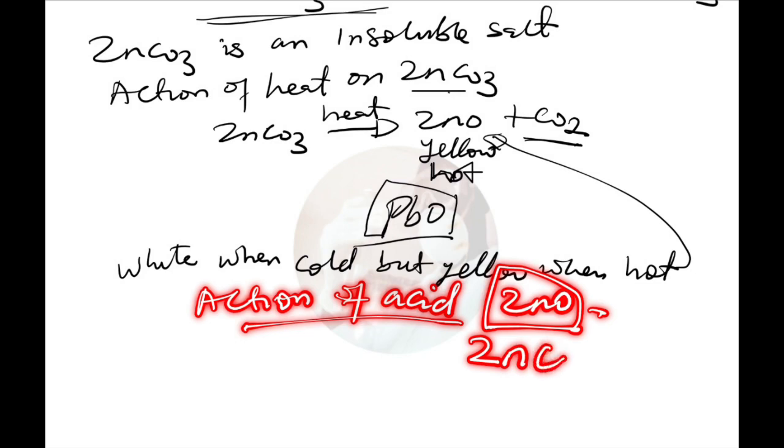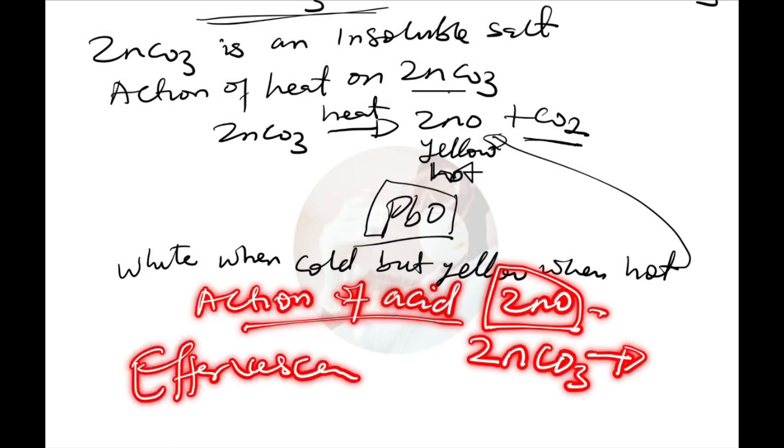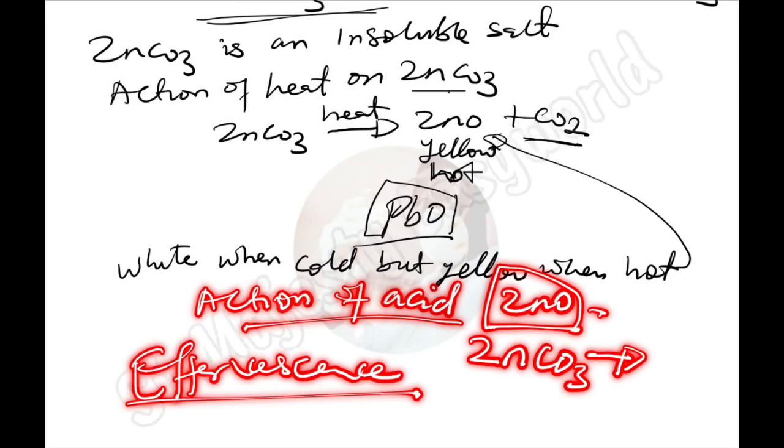Action of acid on zinc oxide: there is no effervescence, but it will dissolve. But action of acid on zinc carbonate will lead to effervescence, that is, the evolution of gas from a liquid. Gas will come out, like when you open a fizzy drink, and that gas is actually CO2. So these are the ways one can at least distinguish zinc carbonate from zinc oxide.